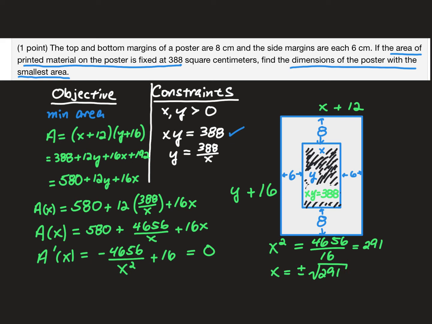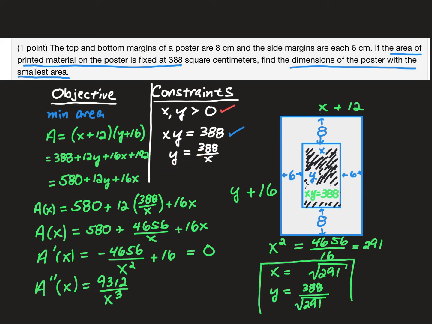Because if I square minus square root of 291, I'll get positive 291. And if I square positive square root of 291, I'll get 291. But x is greater than 0, so we're going to choose the positive. So I'll get rid of that plus minus. And then I'm going to take that positive square root of 291 and I'm going to substitute into this y equals 388 over x so I can get the y value. So there we go, we get the y value.